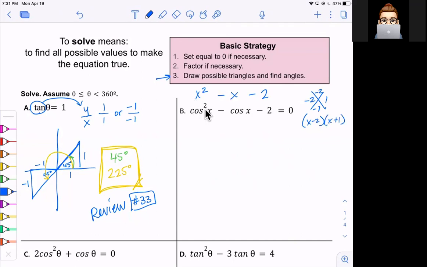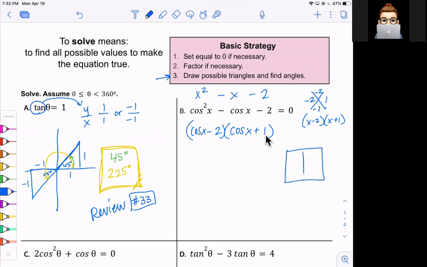This section would turn into this. We're doing the same thing here. Notice the structure is the same. So with cosine squared, we have x squared. We have minus x, minus cosine, and -2. So this is really turning into cosine x minus 2 and cosine x plus 1. Cosine x minus 2, cosine x plus 1.